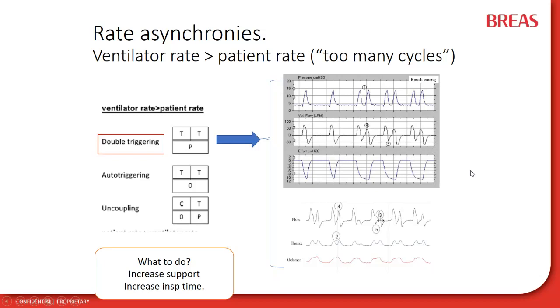As I've said before, it's important not only to read, but also to understand what's happening. Double triggering should be considered a demand asynchrony, because the first cycle does not match the inspiratory demand of the patient. What can we do? If it's an increased demand, we should increase the support or increase the inspiratory time, especially if we are working in pressure control modes.